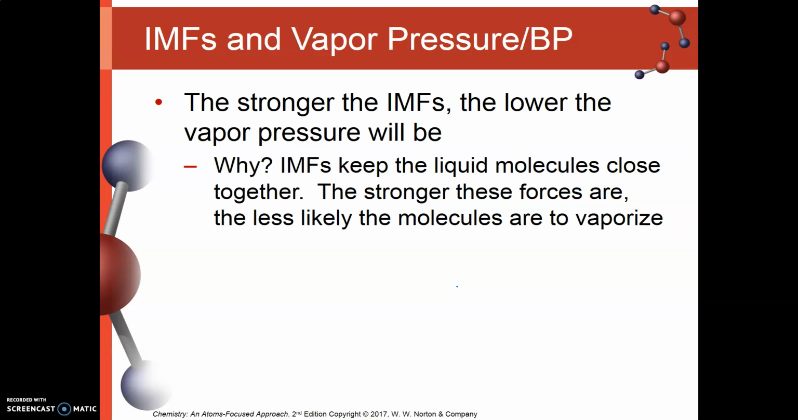And so just to kind of recap, stronger intermolecular forces will lead to lower vapor pressures. And the reason why is that these intermolecular forces are keeping the molecules close together. And so the stronger the forces are, the less likely they are to vaporize. The less they vaporize, the less pressure they're going to exert on their surroundings.